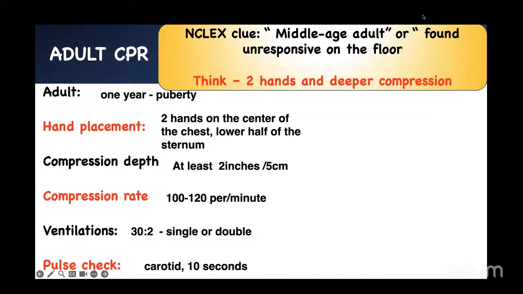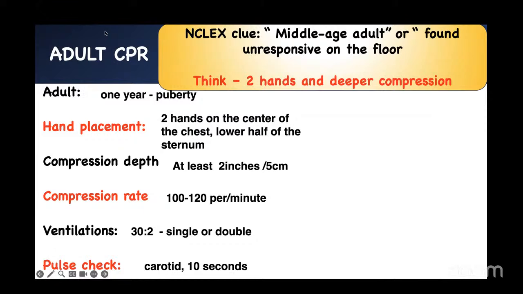In the question, they're not going to tell you. Sometimes they will tell you it's an adult. Sometimes they won't tell you. You know that it has to be 1 year and above to be puberty. If they don't tell you, look for this buzzword in the question: a middle-aged adult. That's your clue, right? Or if your patient is found what? Unresponsive on the floor, most of the time, if they don't give you the age, they're talking about an adult.